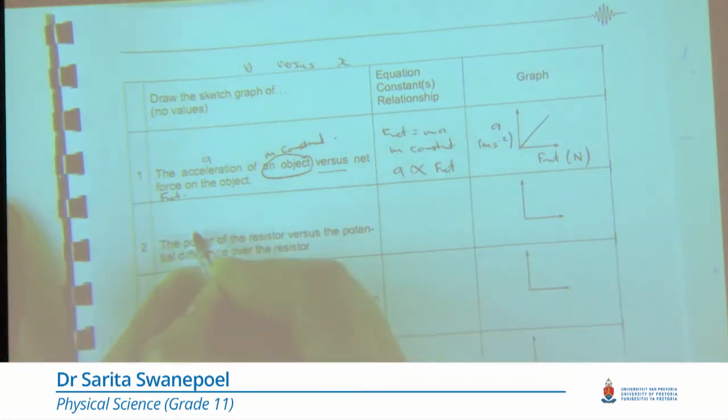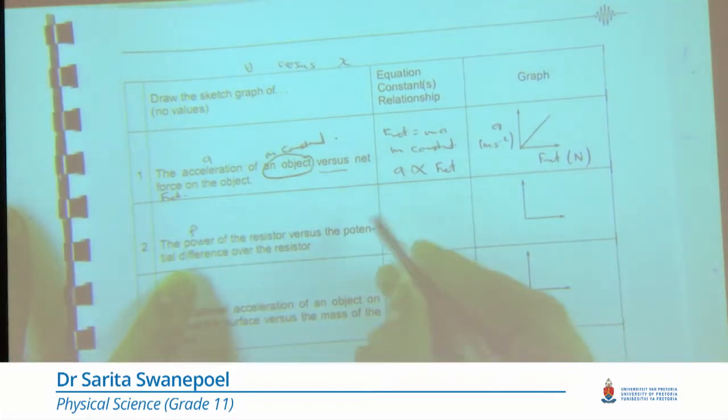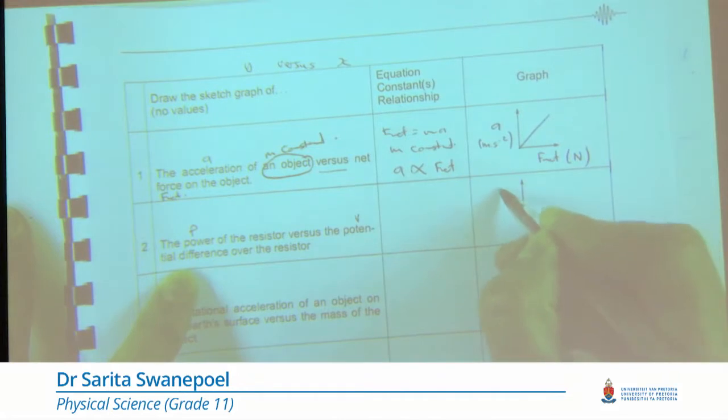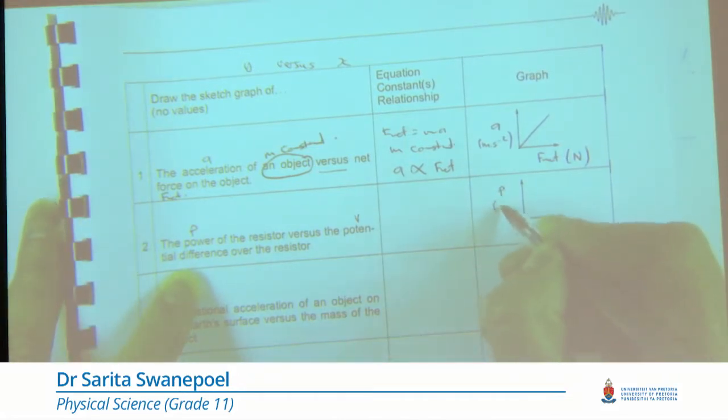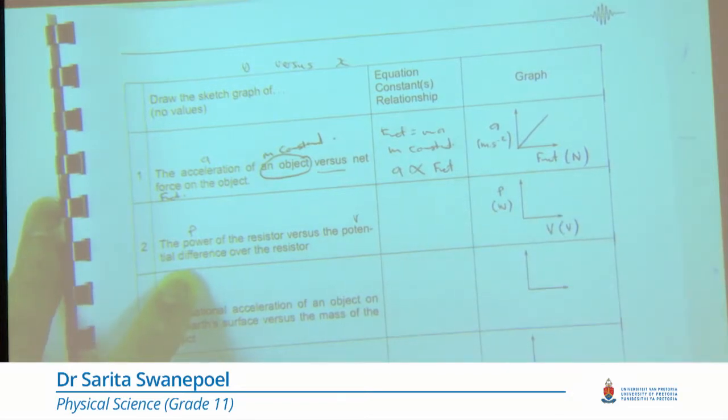So they asked about power versus potential difference. So power should be on this axis, potential difference on that one. Power in watts, potential difference in volts. Right, I've at least got the first mark.